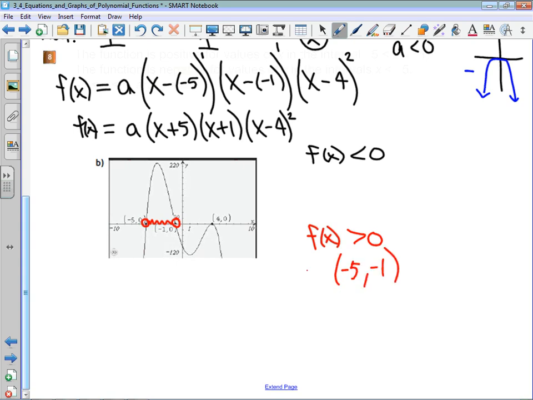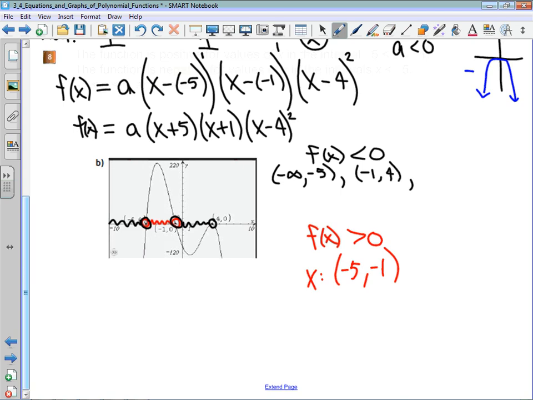All right, the function is negative from -infinity to -5, so -infinity to -5, and from -1 to +4. And then finally, we are going to have from +4 to infinity.